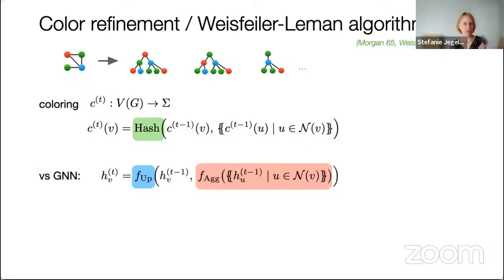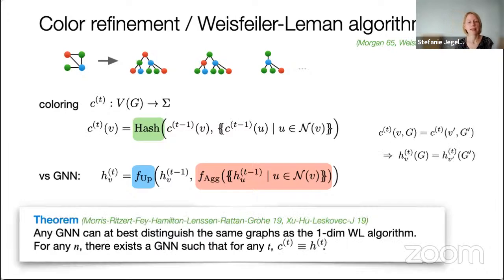And now, as you may have guessed, if we just put our graph neural network update operation next to this, we see that it looks the same. It has the same structure. And we can simulate the color refinement algorithm if our update and aggregation functions mimic this hash function, meaning they are injective. And here we are only replacing the colors by continuous vectors. That's the only difference. So this has two implications.